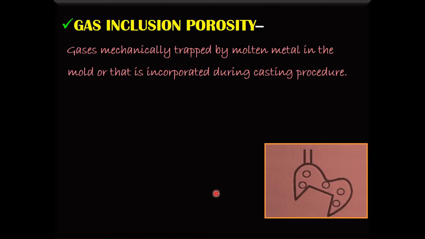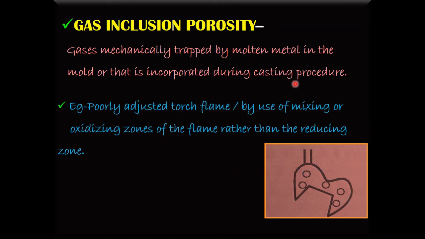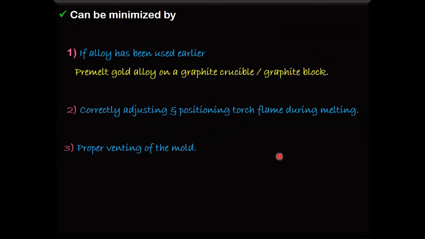Next is the gas inclusion porosity. The gases mechanically trapped by the molten metal in the mold, or incorporated during the casting procedure, will form the gas inclusion porosity. Generally, a poorly adjusted torch flame, or using the mixing or oxidizing zone of the flame rather than the reducing zone, will cause this type of porosity. So it can be minimized by pre-melting the alloy in the crucible former and by correctly adjusting and positioning the torch flame during melting, and obviously there should be proper melting of the mold.